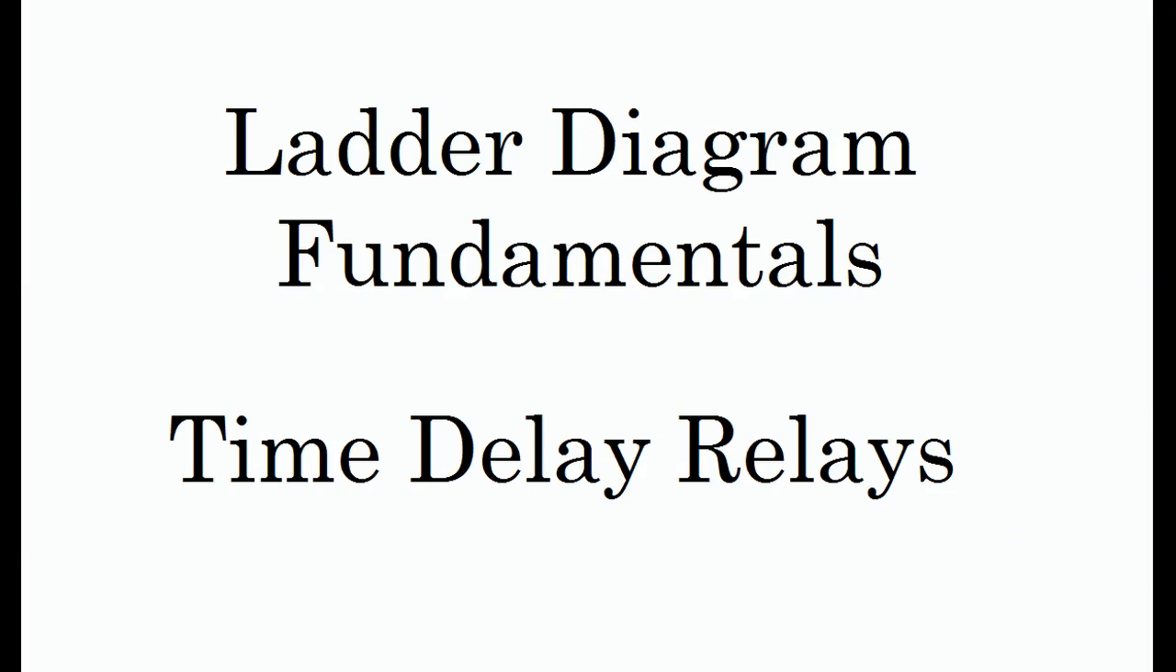Time delay relays. It is possible to construct a relay with a built-in time delay device that causes the relay to either switch on after a time delay, or to switch off after a time delay. These types of relays are called time delay relays, or TDRs. The schematic symbols for a TDR coil and contacts are the same as for a conventional relay, except that the coil symbol has the letters TDR or TR written inside, or next to the coil symbol.